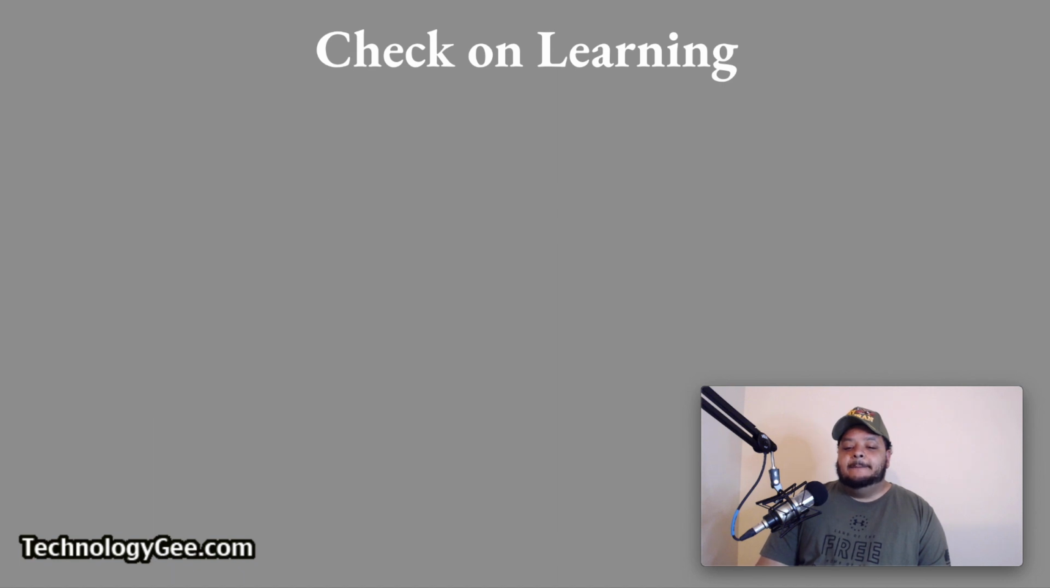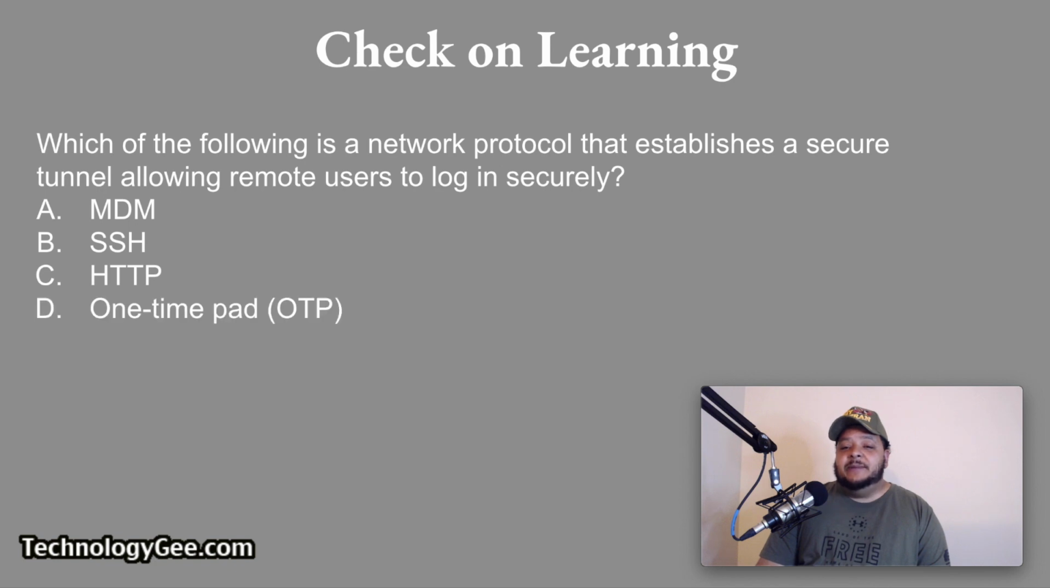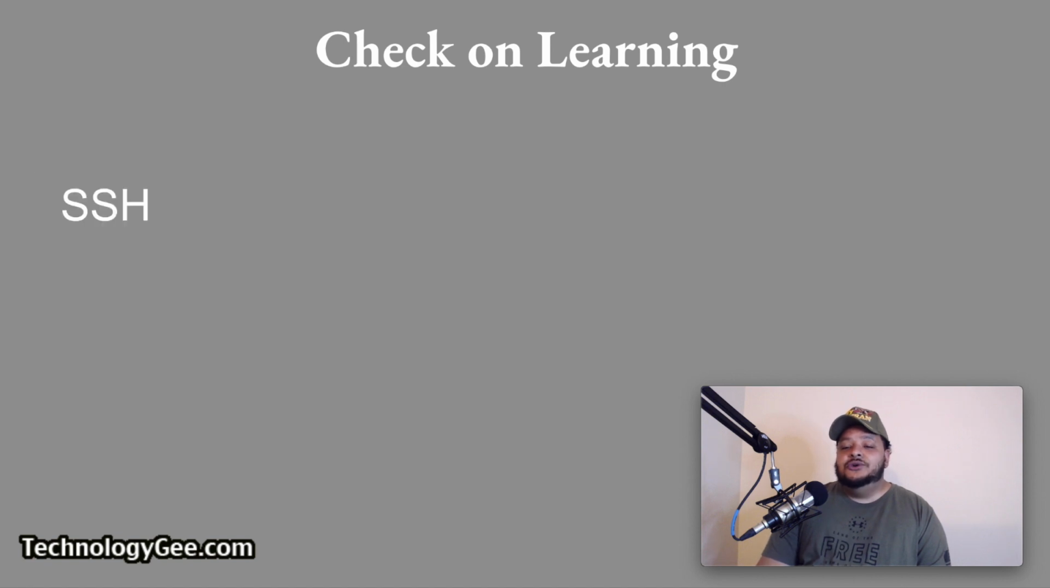Final question. Which of the following is a network protocol that establishes a secure tunnel allowing remote users to log in securely? Would this be MDM? Would this be SSH? Would this be HTTP? Or would this be one-time pad or OTP? So which of the following is a network protocol that establishes a secure tunnel allowing remote users to log in securely? That would be SSH, or secure shell.